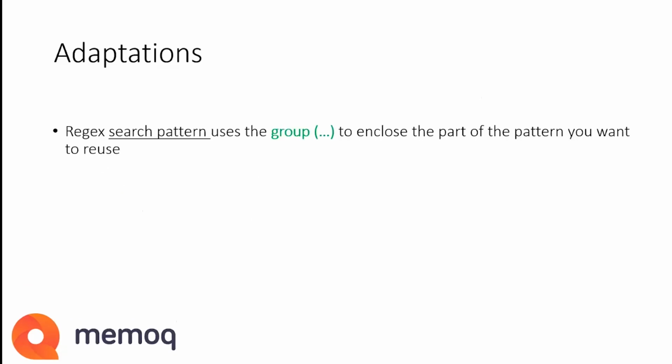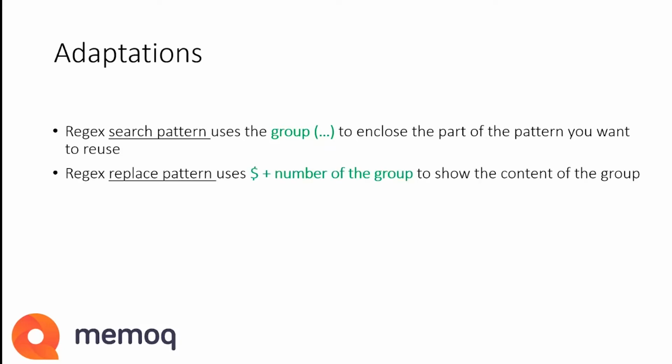We can do adaptations. That is, we're searching for a pattern with regular expression in the source. Whatever we want to keep, we put into a group. So we use the round brackets around the part we want to keep, and the rest can then change. For the change, we then use the content of the group by calling it up with the dollar symbol and the number of the group in the source pattern, and the rest that needs to be changed. I'll have some examples on that in just a moment.